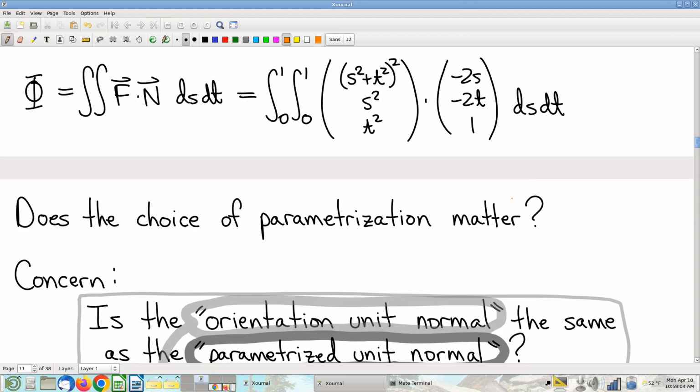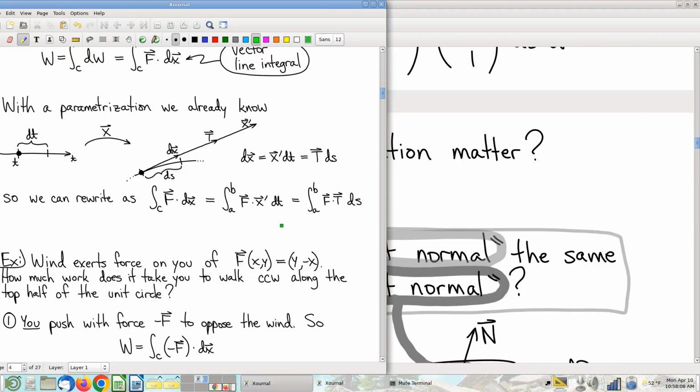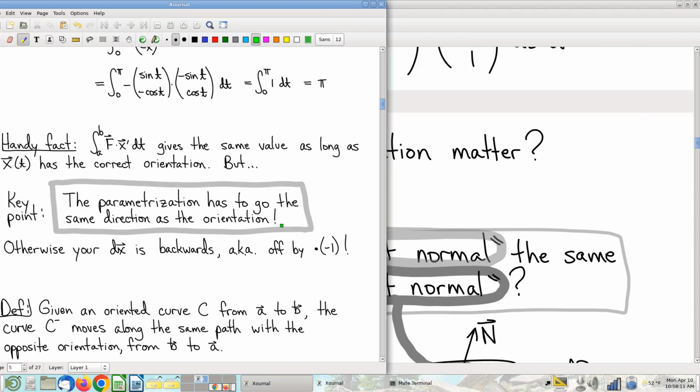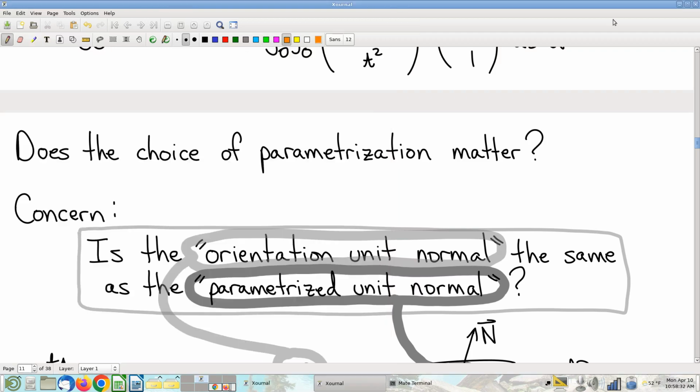Let's ask the question. Which, by the way, we did when we were talking about vector line integrals, right? We asked the question: does the parameterization matter? And the answer was, well, it depends on whether or not the parameterization follows the orientation. It mostly doesn't matter, but it does matter that you parameterize the same direction that you're actually going. So we're going to ask now the analogous question here. Does the choice of parameterization matter?